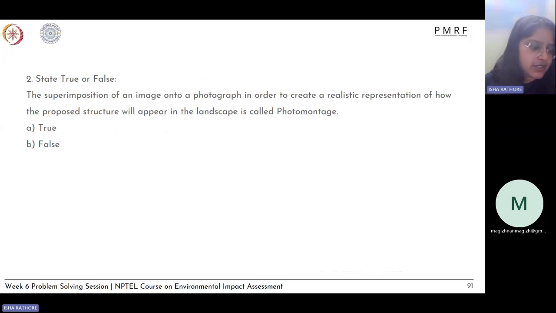Moving on to next question, state true or false. The superimposition of an image onto a photograph in order to create a realistic representation of how the proposed structure will appear in the landscape is called photomontage. Is the statement true or false?